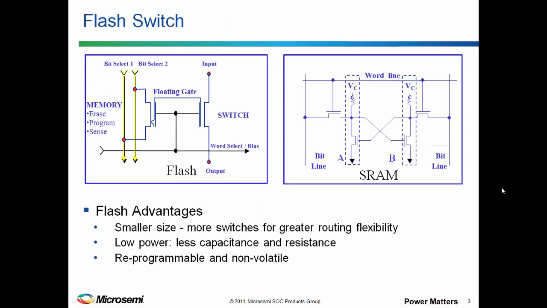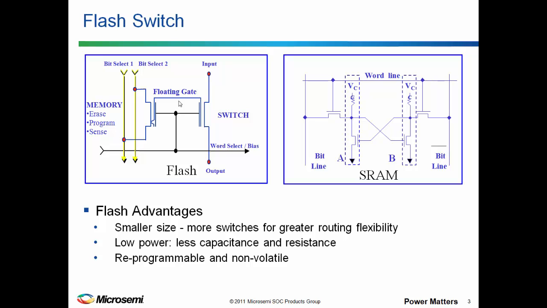So here we're just comparing the flash switch on the left to a typical SRAM interconnect switch that's used on some other competitors' FPGA devices on the right. In the flash switches, we have a standard MOS transistor, but we have this floating gate. And it's this floating gate that gets programmed, and it stores charge, and it retains that charge. In fact, we guarantee that we can retain that charge for 20 years if we don't exceed 500 programming cycles.